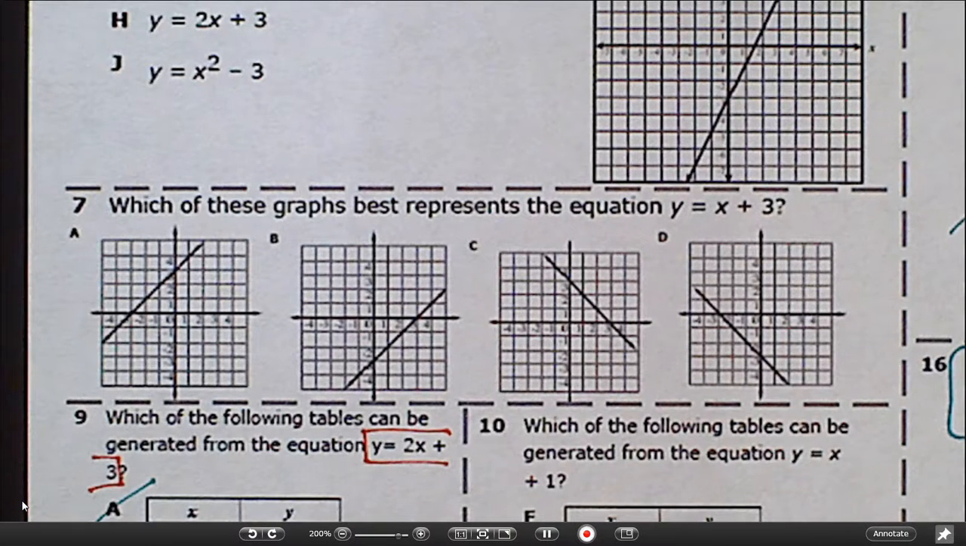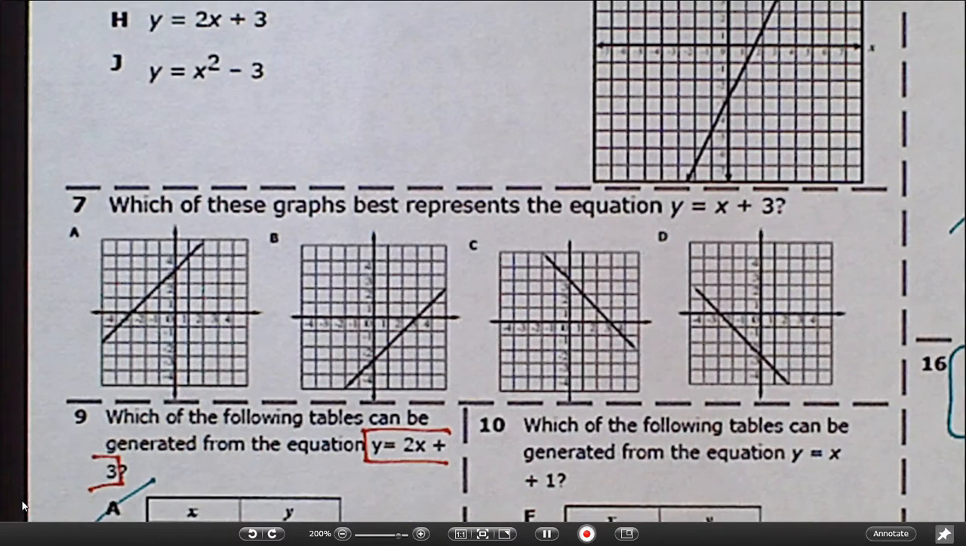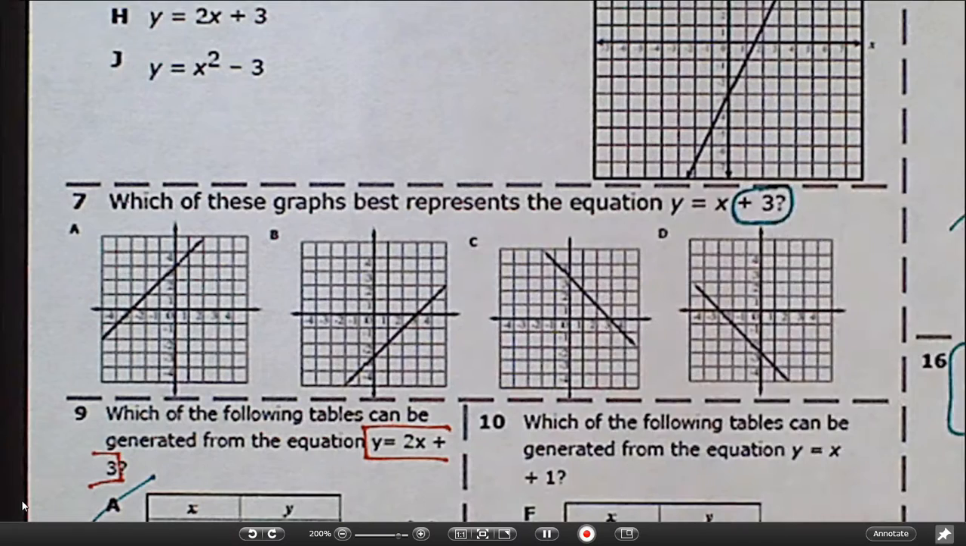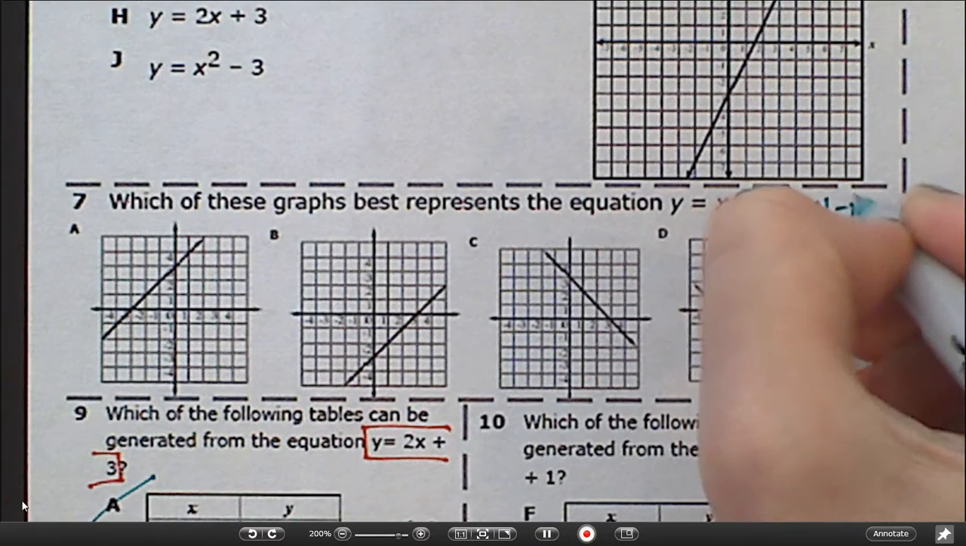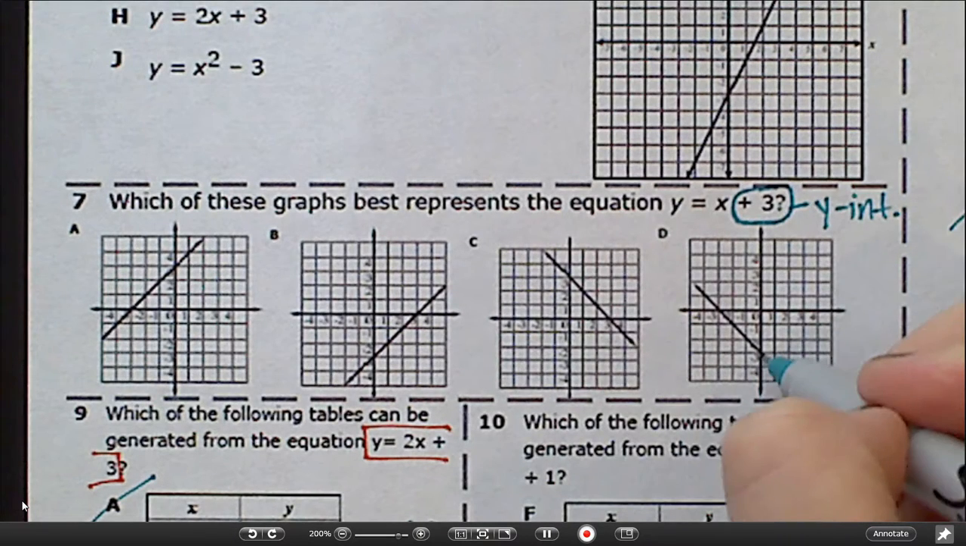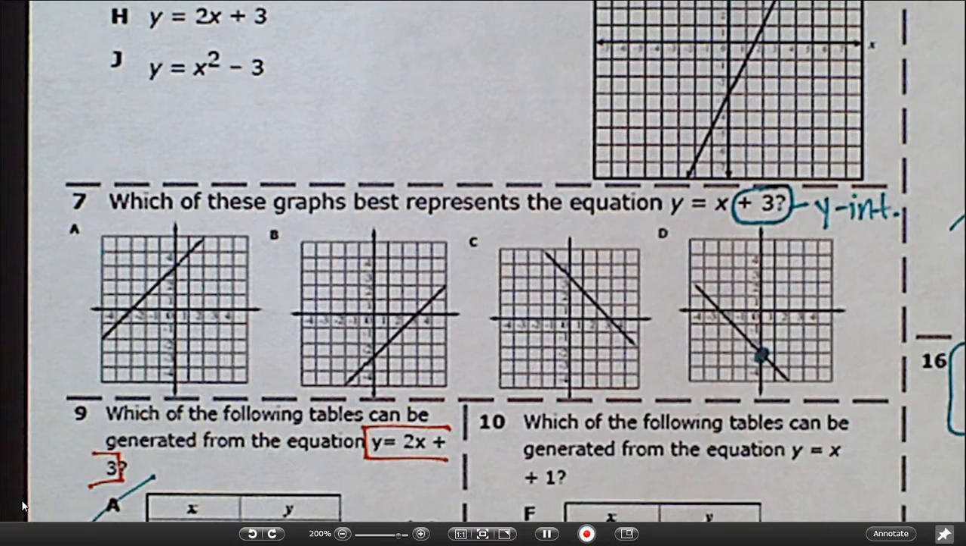All right, we only have 3 left. These are all graph-based. Let's jump over to number 7. It says, which of these graphs best represents the equation y equals x plus 3? So, the first thing I need to do is look at my y-intercept. The y-intercept on my graph has to be positive 3. This one cannot work because the y-intercept is negative 3, and that's not what we want. We want positive 3. So bye-bye D.